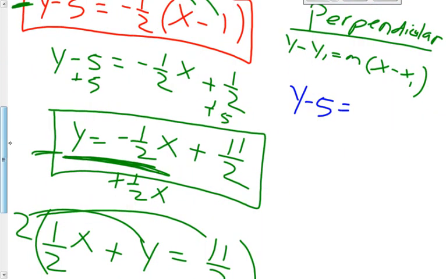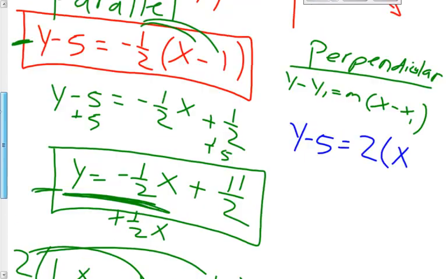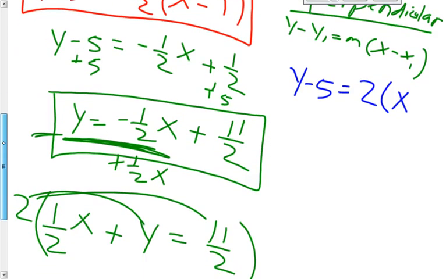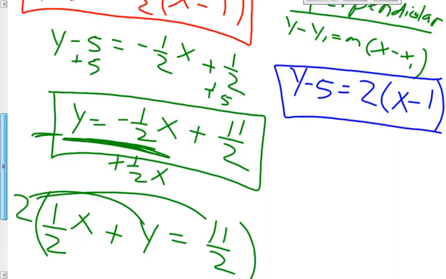It was 1/2, so now it's 2/1. It's a positive 2/1 or a positive 2. There is my perpendicular slope. y minus 5 equals 2 times the quantity x minus my x coordinate, and my x coordinate is a positive 1. x minus 1. Here is one of your answers. That's your point slope. Let's get slope-intercept form.